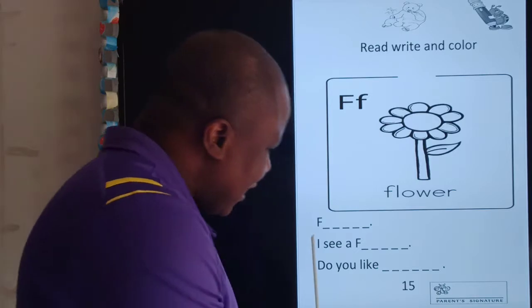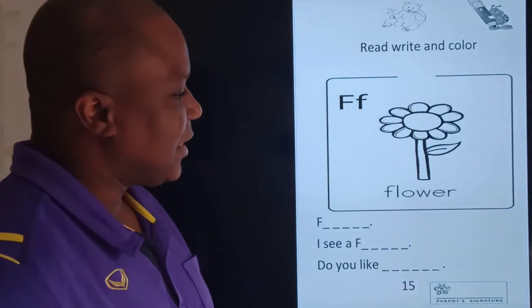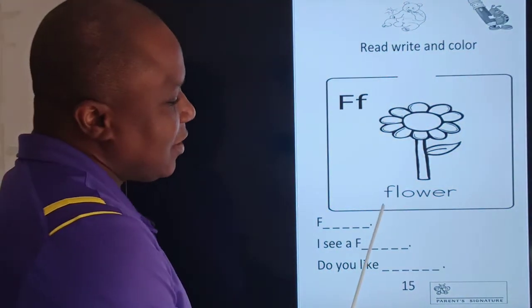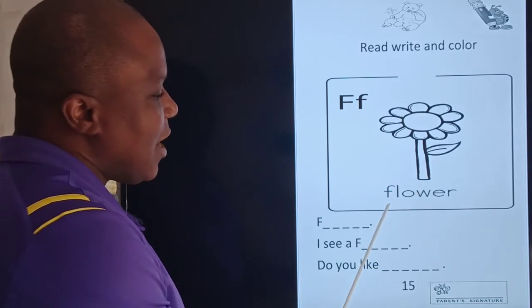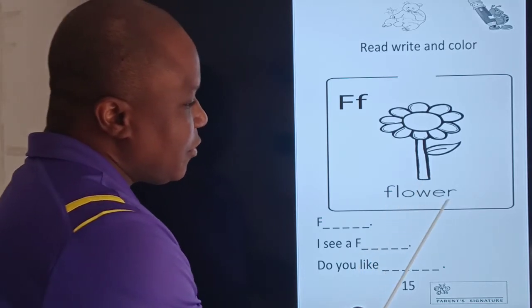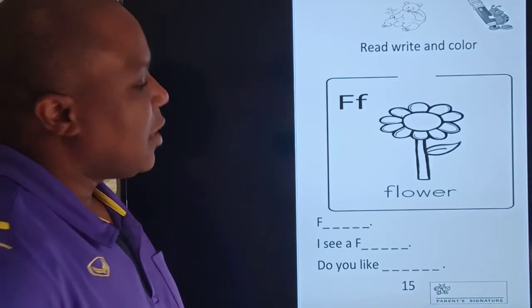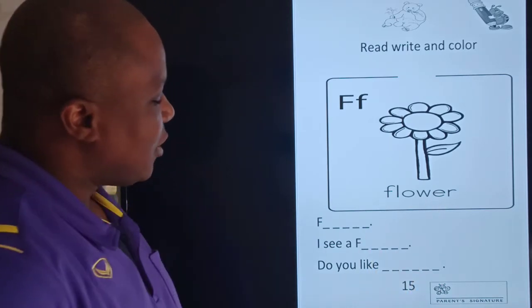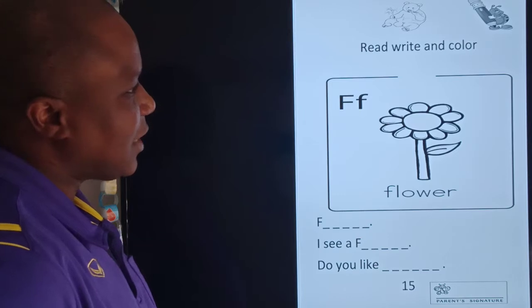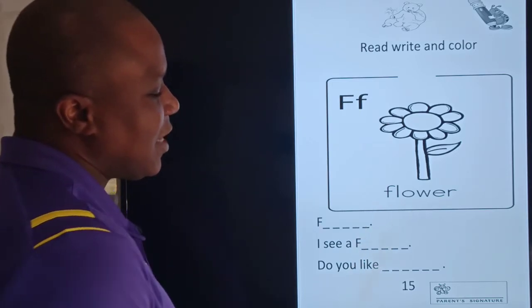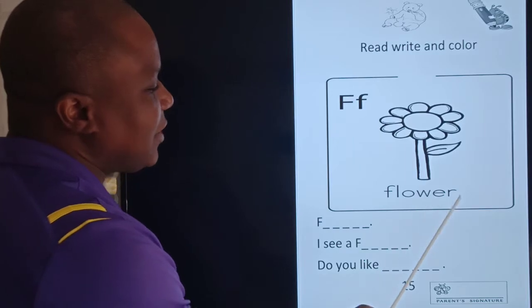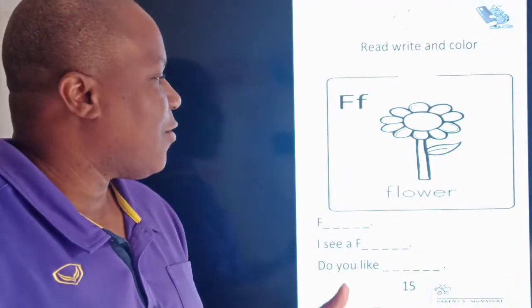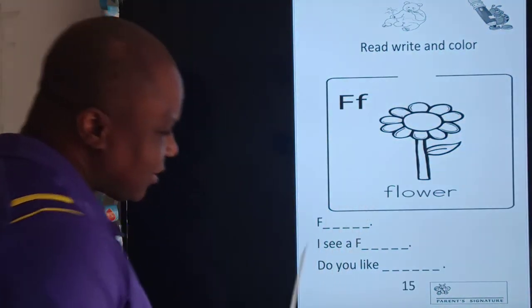So now let us see how many letters are in flower. When we count letters in flower, you can see that flower starts with what? F. F L O W E R. So in this case, this is the word flower. You see how we are going to start. The letters of flower are how many? 1, 2, 3, 4, 5, 6. So we have 6 letters that make up the word flower.